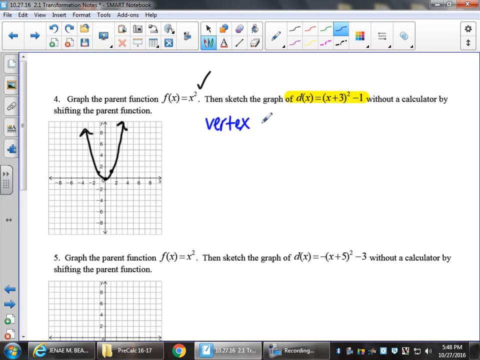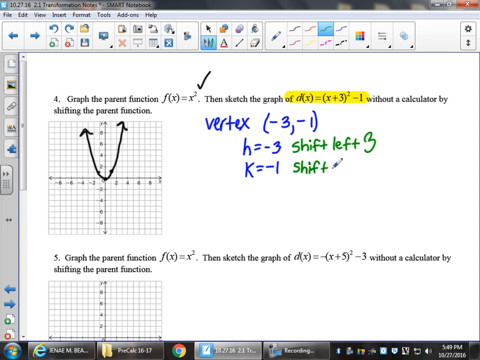Keep in mind, I see a positive 3, which means a negative 3 was plugged in, which makes h negative 3. K is negative 1. And we ask ourselves, what does this mean in terms of horizontal and vertical shift? H equals negative 3 is a horizontal shift left 3. K equals negative 1 is a shift down 1.